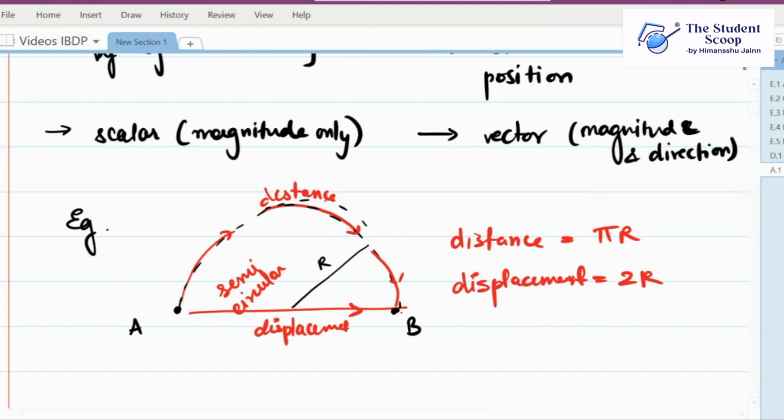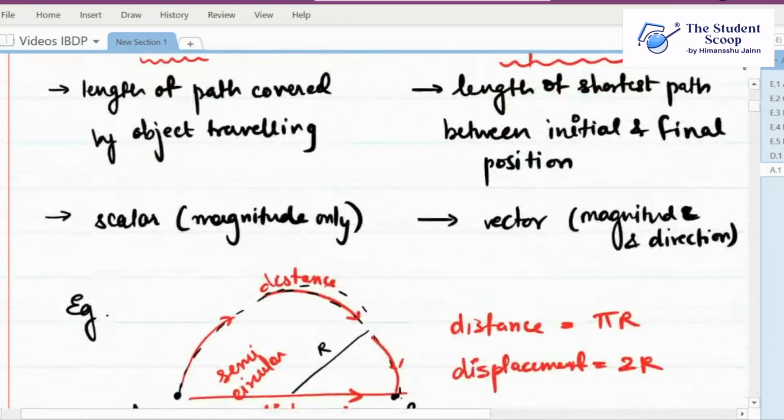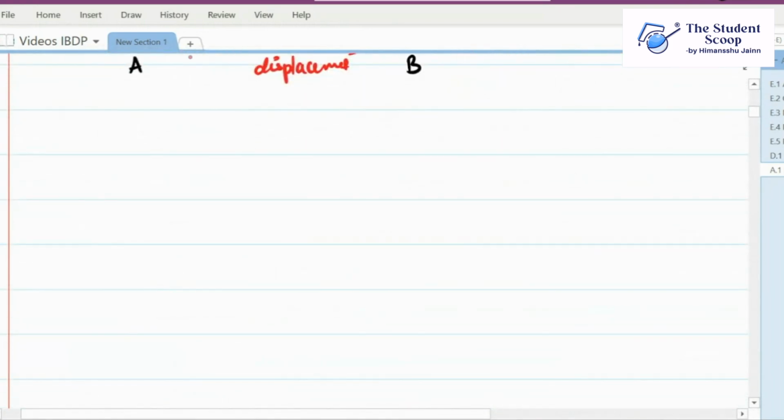For example, if I'm looking at a particular location on my Google Maps, it tells me the distance rather than displacement. But imagine you're going from A to B in a straight line, let's say through an aeroplane or some helicopter. That will be the shortest path between those two points, and it is a vector quantity. So it has a direction, whether it is going from A to B or B to C.